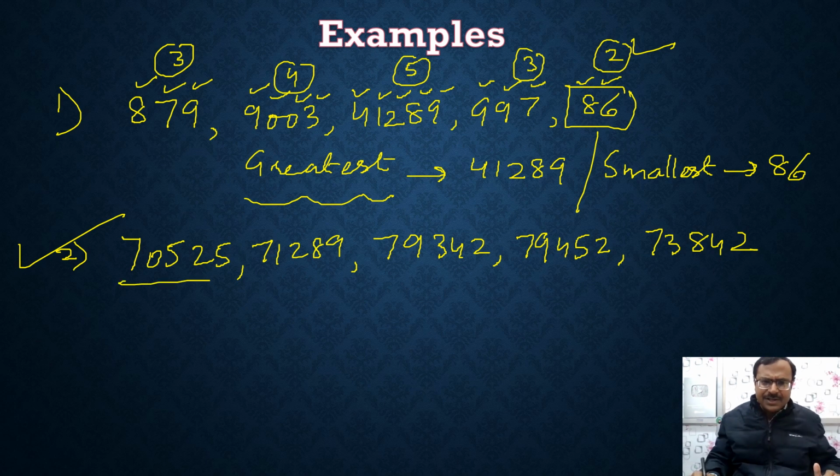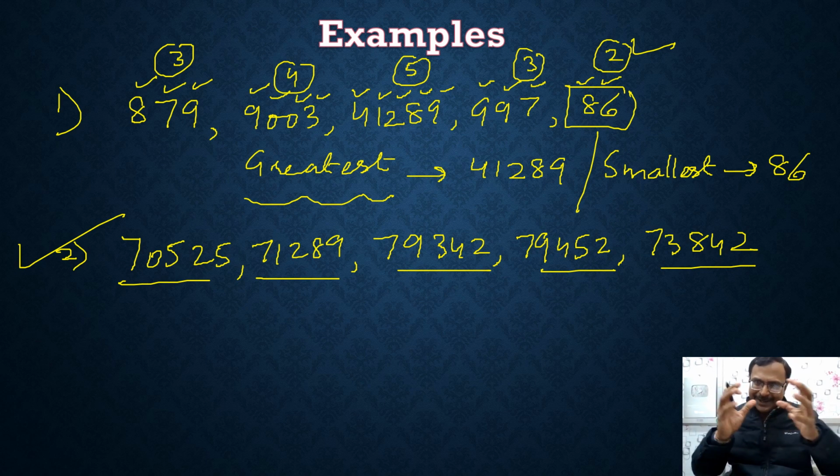Now 5 digits here, 5 digits here, 5 digits here, 5 here and 5 here. So all contain the same number of digits. So we have to go for the direct method. What is the direct method? Compare the digits from the left hand side. What is the leftmost digit?